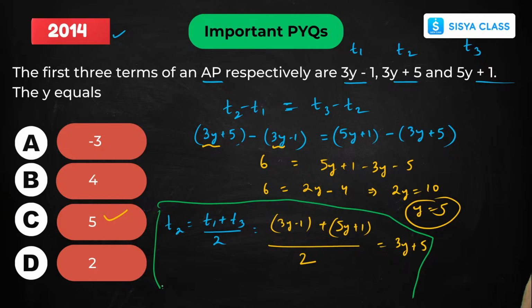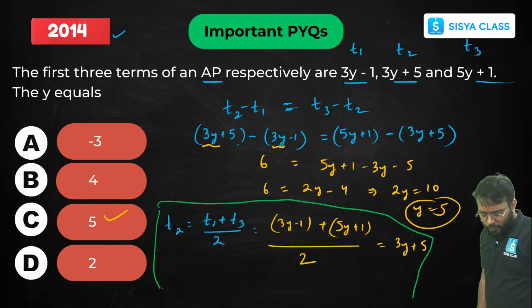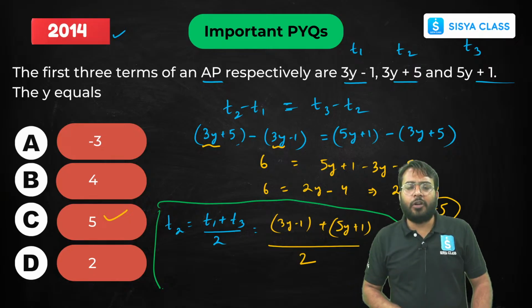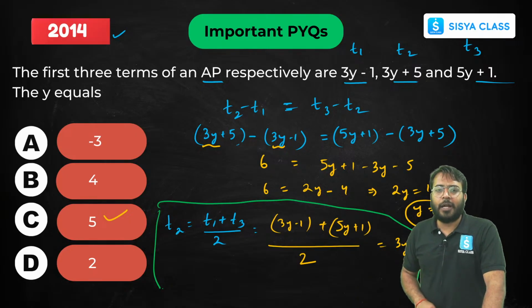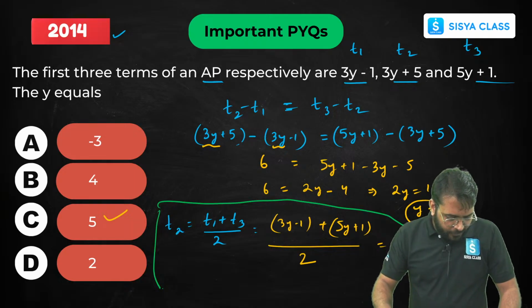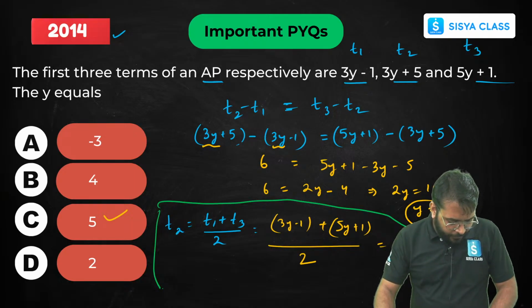This is by the arithmetic mean, where if you know three terms of your AP, the middle term is always going to be the arithmetic mean of the first and third term, all right. Okay, 2 times the coefficient of n square is d.